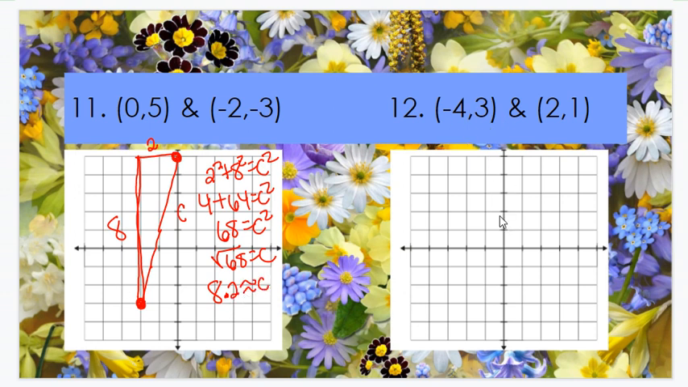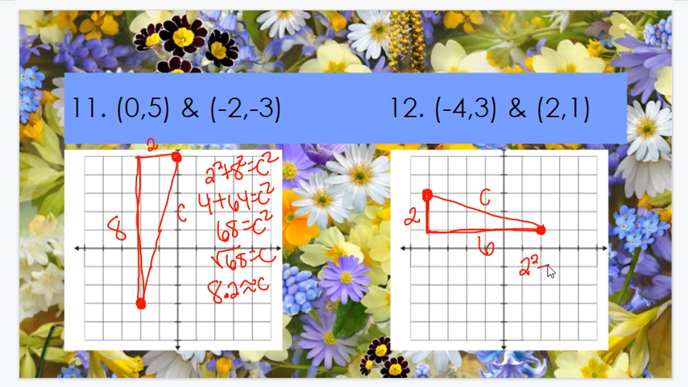Last problem, here we go. Negative 4, 3. So left 4, up 3. 2, 1 means right 2, up 1. All right, so there we plotted them. Let's make our right triangle. This time I'm going to go down and then over. So now I want to find this diagonal distance. That's going to be my C. So this side is 2 units, 1, 2, and this side is 1, 2, 3, 4, 5, 6 units.